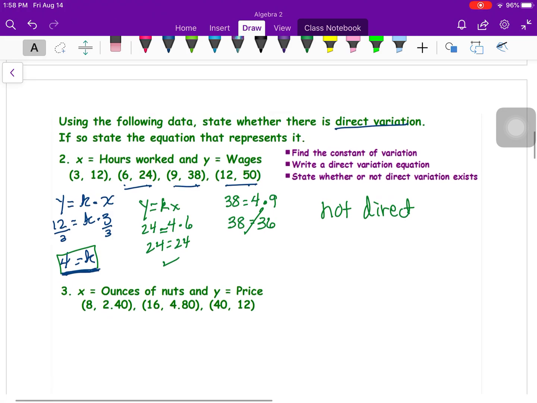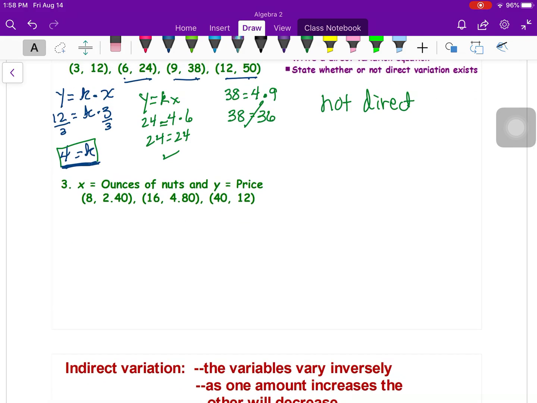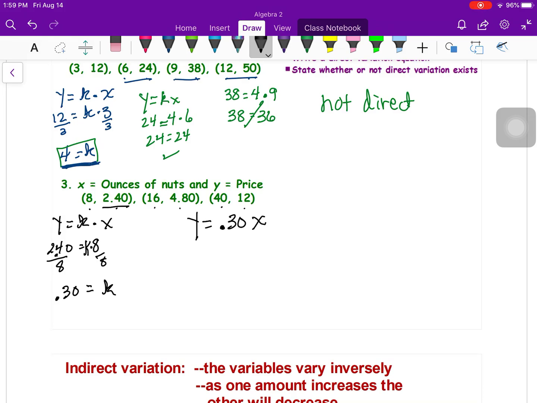Our next example says x is the ounces of nuts and y is the price. So 8 ounces of nuts cost $2.40, 16 ounces of nuts cost $4.80, and 40 ounces of nuts cost $12. Again, we want to see if it's direct. So y equals k times x. y is 2.40 equals 8 times k. Divide by 8, I get 30 cents equals k. So y equals 0.30x.